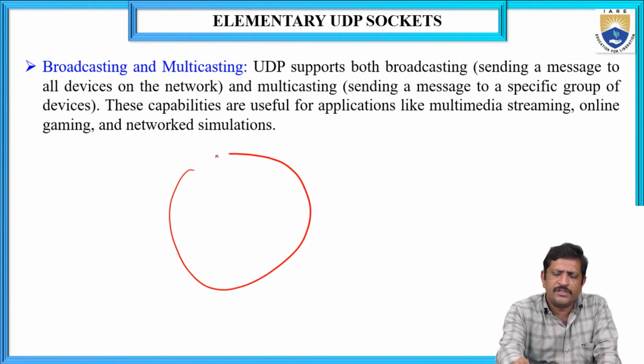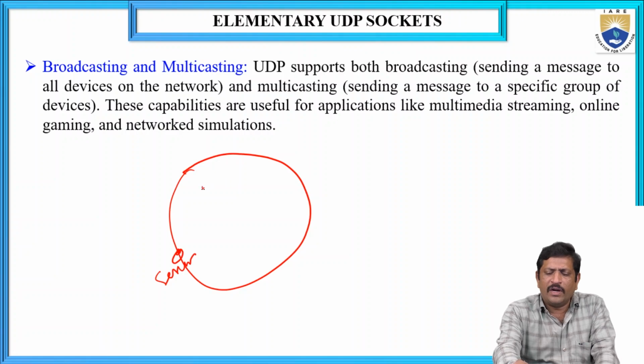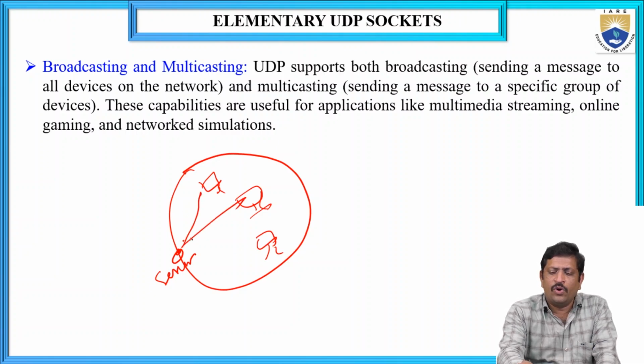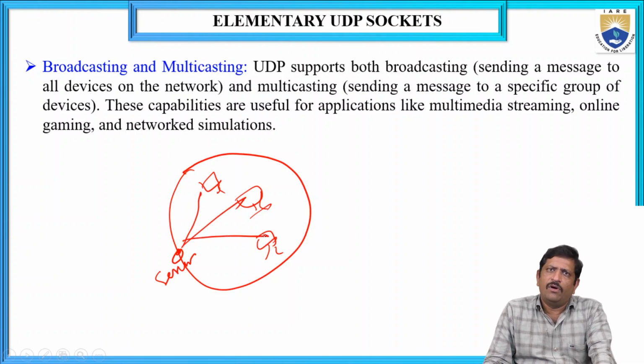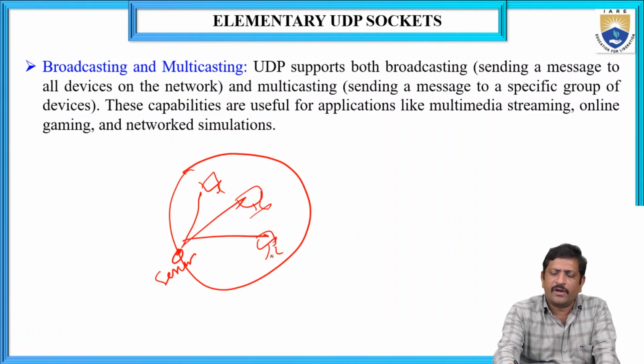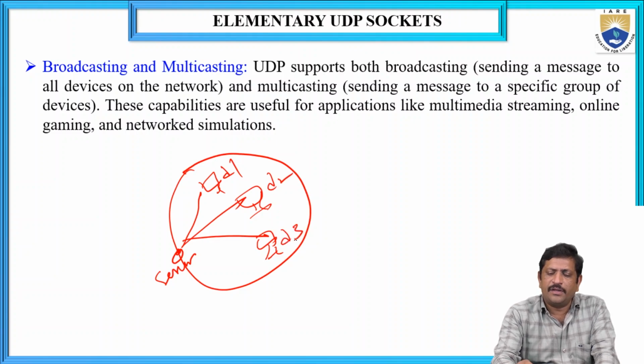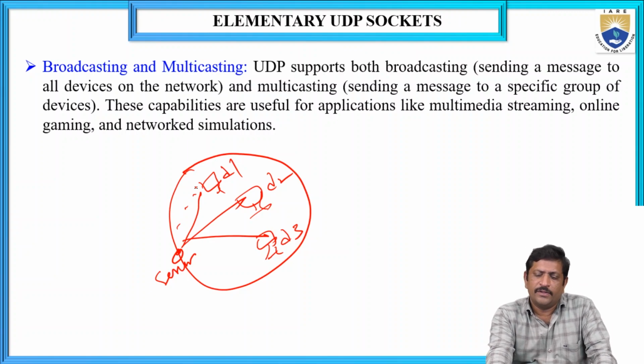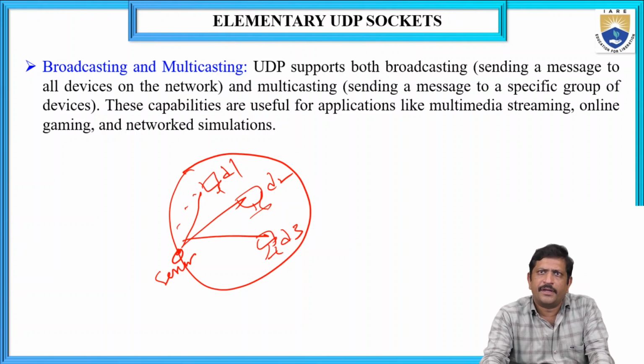Now if you take a network, in broadcasting, from the server machine, the other devices are arranged over this network, so we are sending messages to all other clients, all devices over the network. So it is device 1, device 2, device 3, all devices. Now we are transmitting the messages. So that is broadcasting.